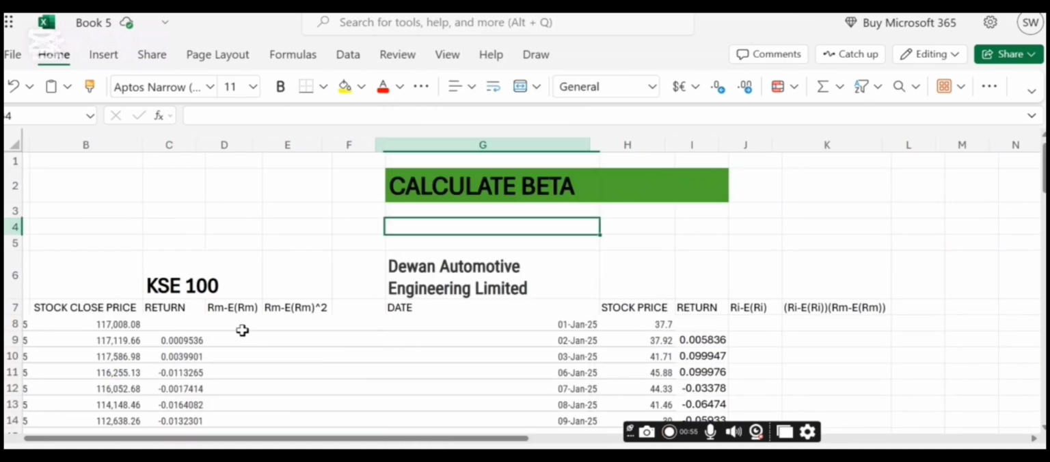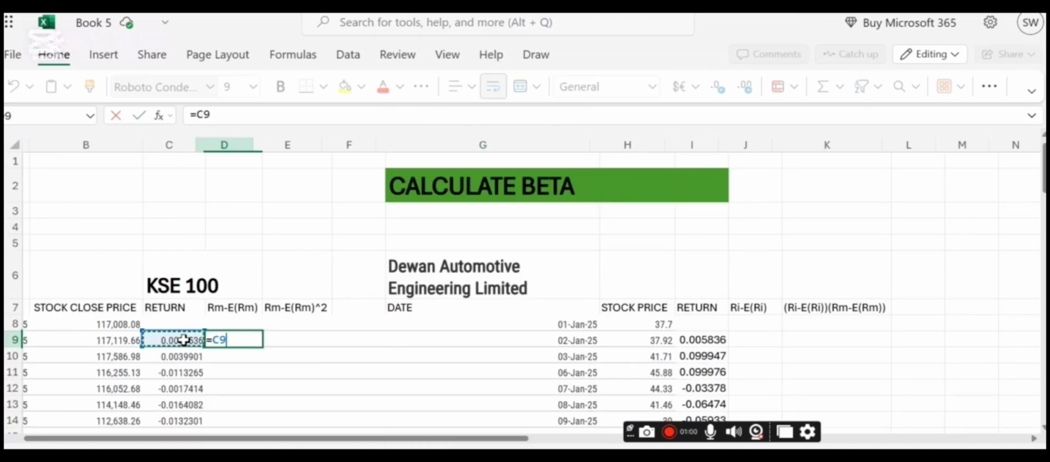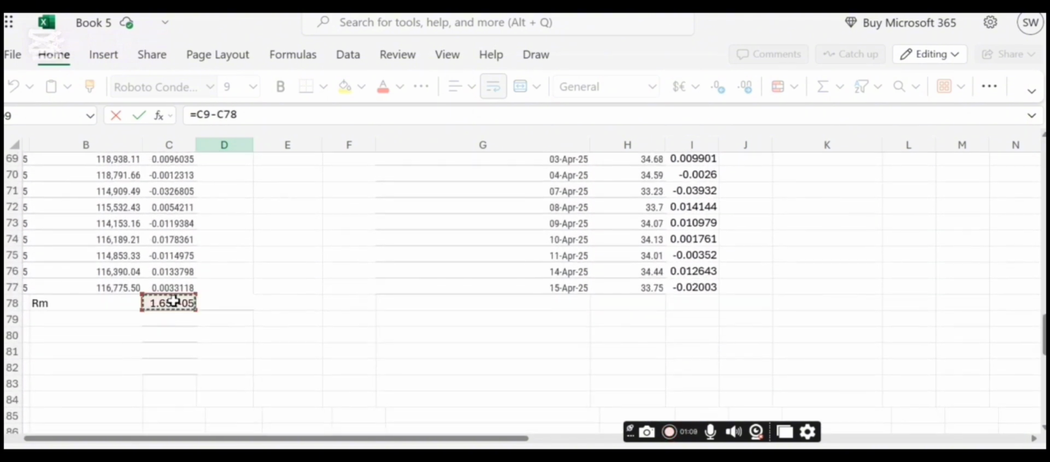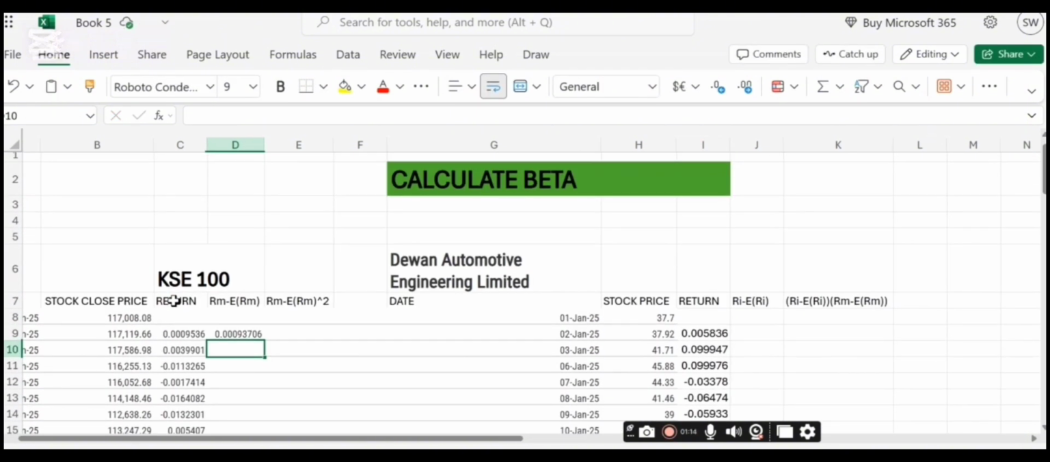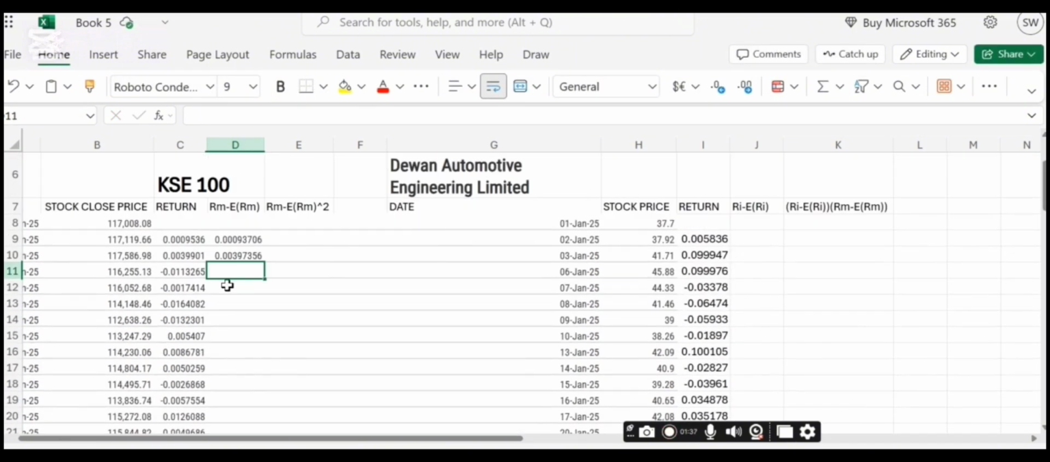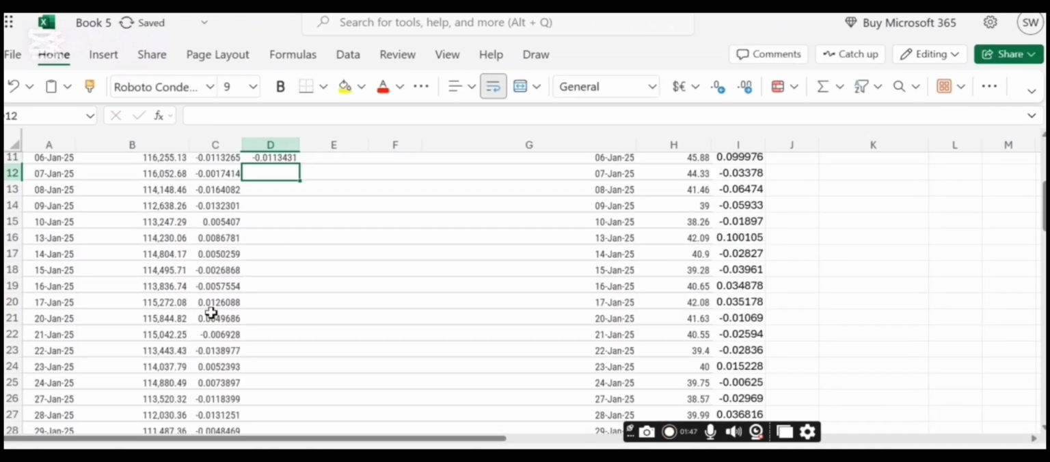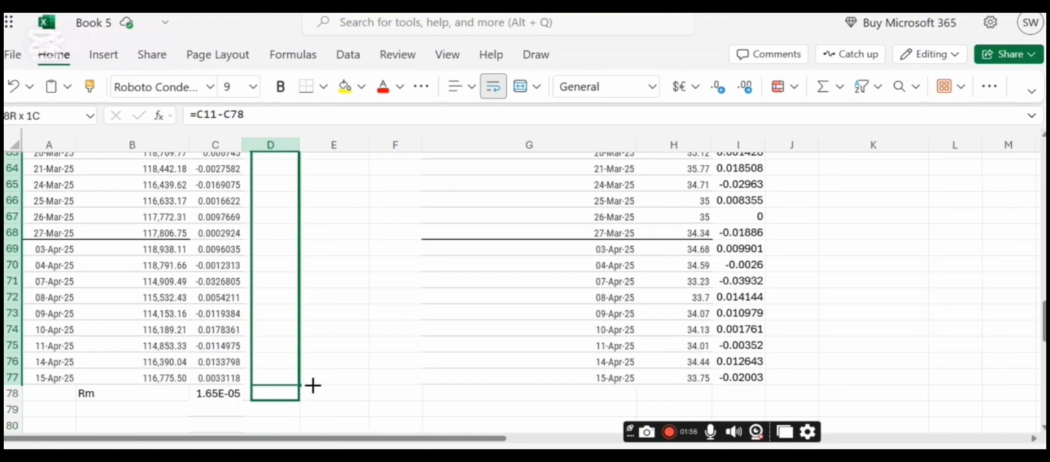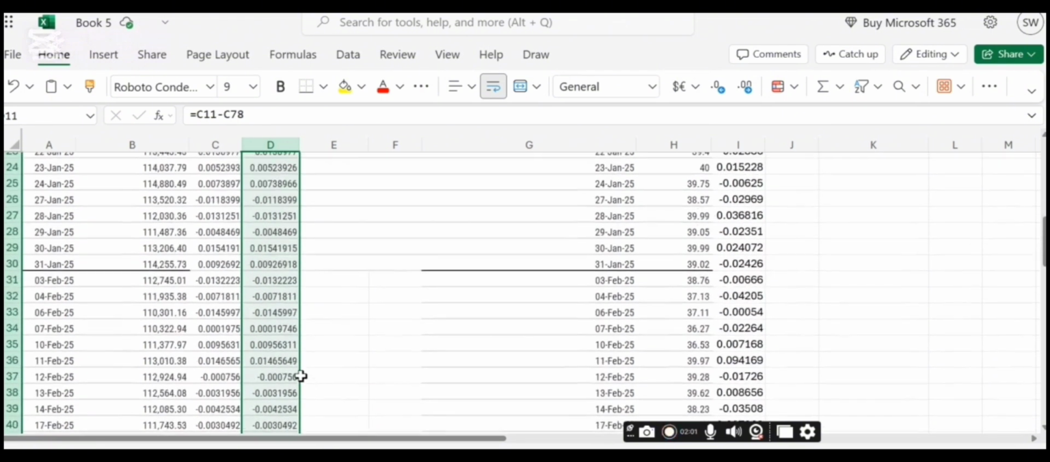So our next step is return minus expected market return. We simply put equal, the return of that row, and minus the market return, and also we drag the formula, but in that case the answer is very different, so we calculate individually to find the correct answer. So that is a lengthy, time-taking process. When we calculate it one by one, we drag the formula and then we edit it.